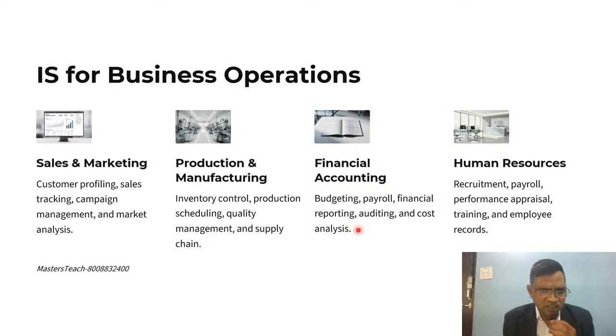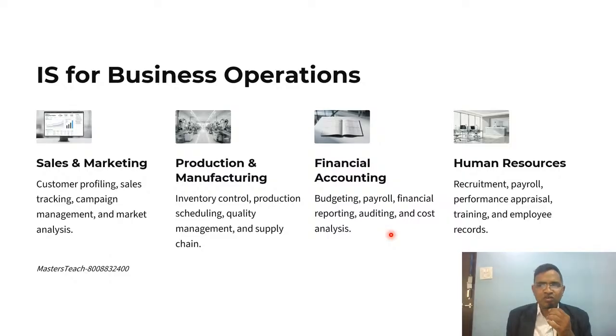Then information systems for business operations. We can use them for sales and marketing, so you can check the profile of the customers, do sales tracking, and plan how to run the advertising campaign. Then product manufacturing, where you can track how much stock is there, schedule things, and check the quality. Then financial accounting, where you can make the trial balance, everything up to the final account. You can also manage HR.